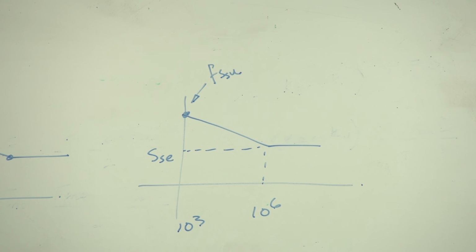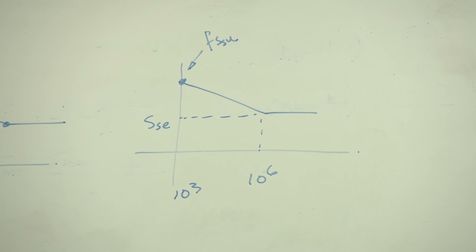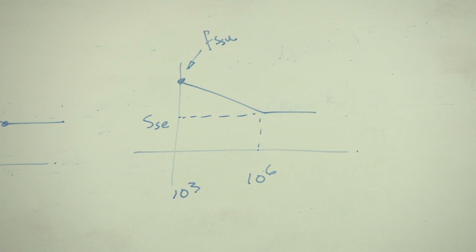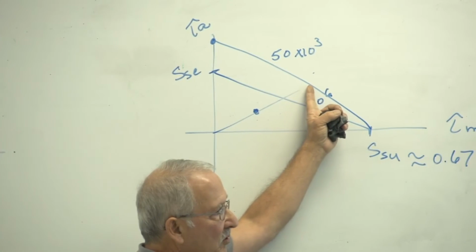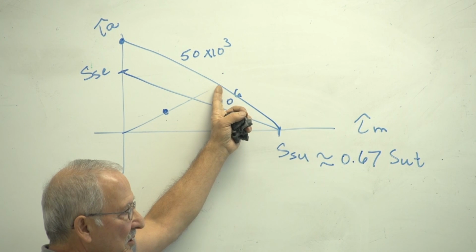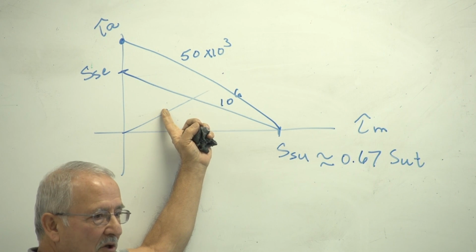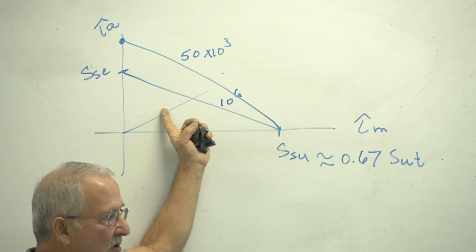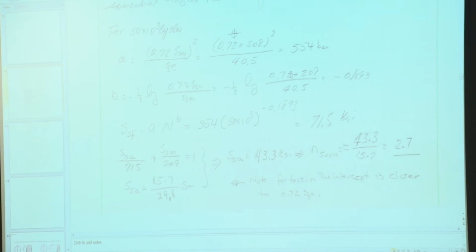SF equals AN to the B, put in your number of cycles here, you find 71.5, and it better be larger than SSE. The two equations, this one, for the strength line, this is not the Goodman line anymore because it's not 10 to the 6. This one for the load line, the same as before. That equation doesn't change, load line doesn't change. Find the intersection and the factor of safety for 50 times 10 to the 3.